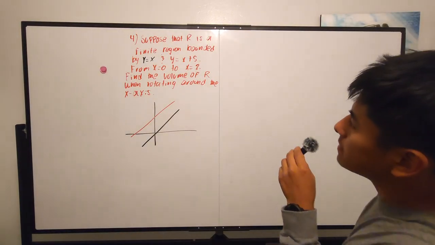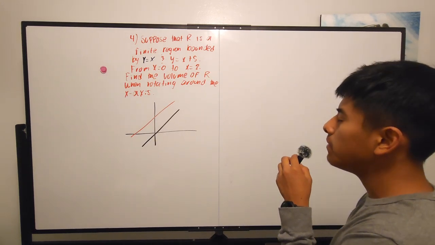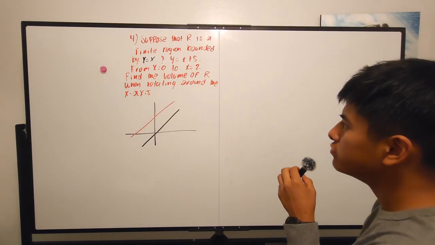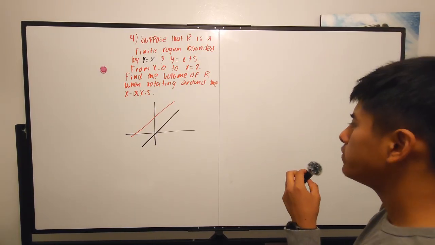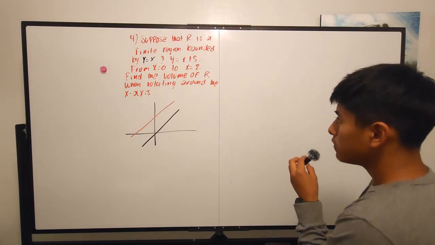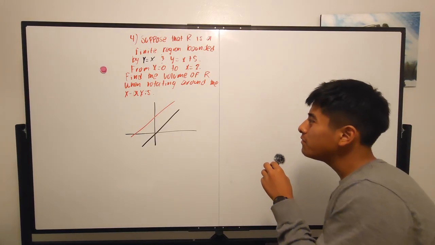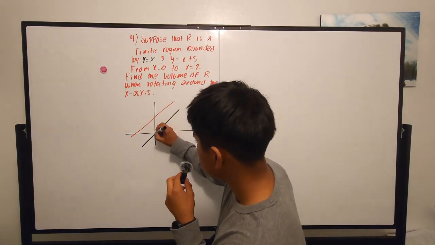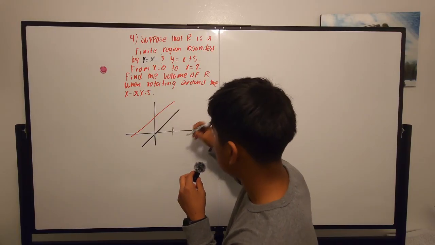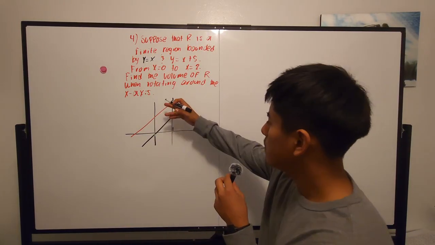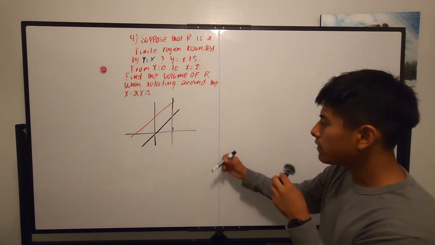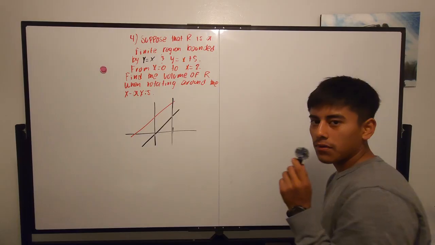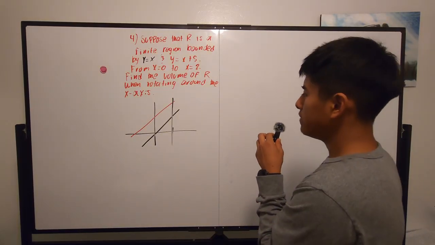The next problem says, suppose that R is a finite region bounded by y equals x and y equals x plus 5 from x equals 0 to x equals 2. Find the volume of R when rotating around the x-axis. So now we're finding volume, and luckily we already have the bounds. So we have from x equals 0 right there to x equals 2, which I'll just call right there. Then we're going to rotate around the x-axis, which is this one right here, which is very nice because we don't have to do any weird extra work.